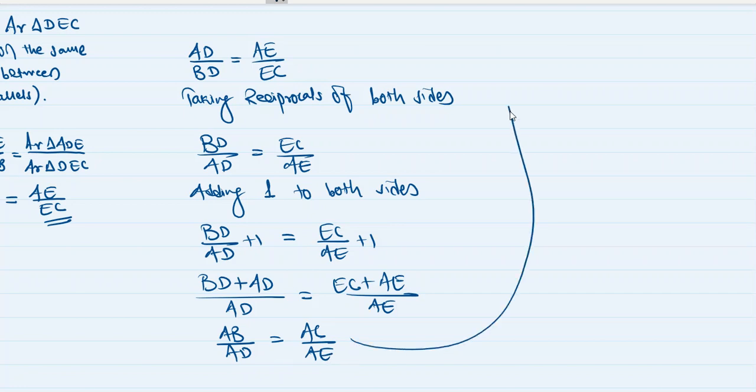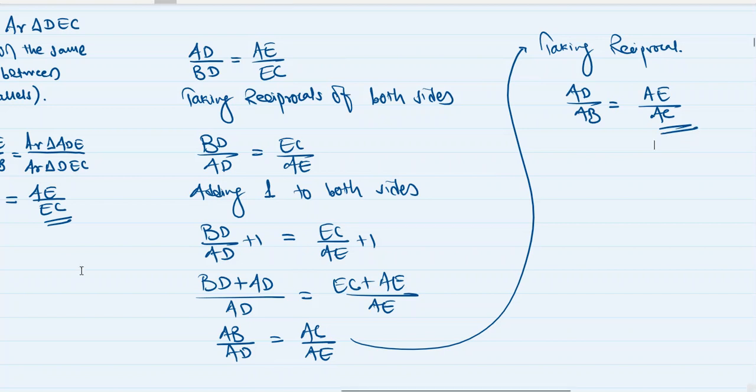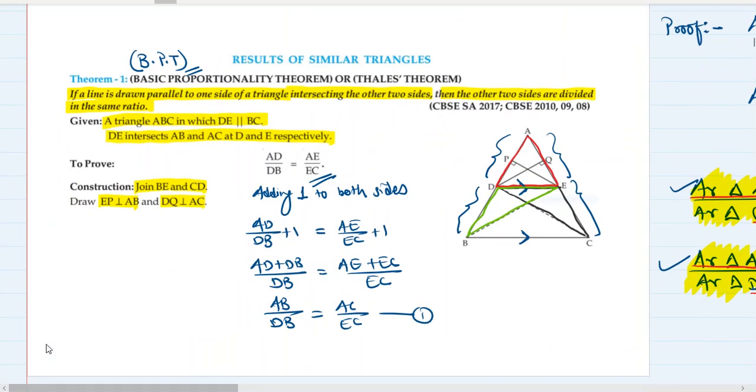Now again you can take reciprocal. Taking reciprocal, you will get AD upon AB is equal to AE upon AC. AD upon AB is equal to AE upon AC. Now just look at this result in the figure. AD upon AB. AD is the small red part upon AB, the whole side on the left side. AE, the small part upon AC.